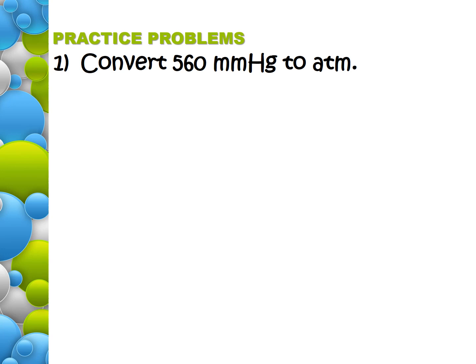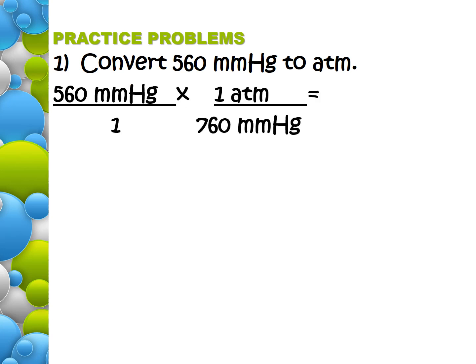mmHg is on top on the left, so it's going to go to the bottom on the right. And then atm is what we're trying to get to, so that's going to go on the top. Then you fill in the numbers from the standard numbers. So 1 atm, 760 mmHg. You multiply the tops, multiply the bottoms, and divide. Round to sig digs, and you get 7.4 times 10 to the negative 1 atm, or 0.74 atm.